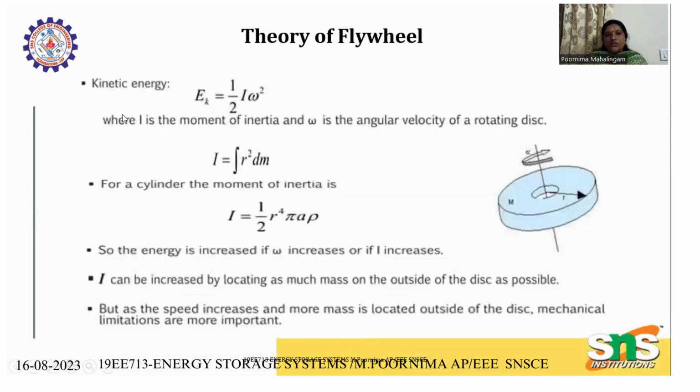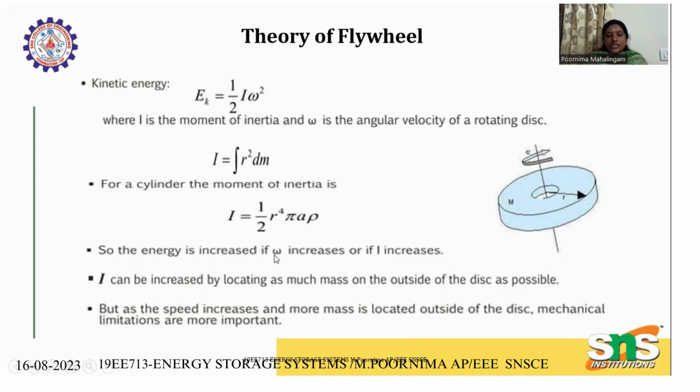Here the main thing is kinetic energy, because we have a rotational force. We know the formula: kinetic energy is half I omega squared, where I is the moment of inertia and omega is the angular velocity of the rotating disk. I is the integral of r squared dm, and for a cylinder the moment of inertia I is equal to 1 divided by 2 pi rho h r to the power 4.